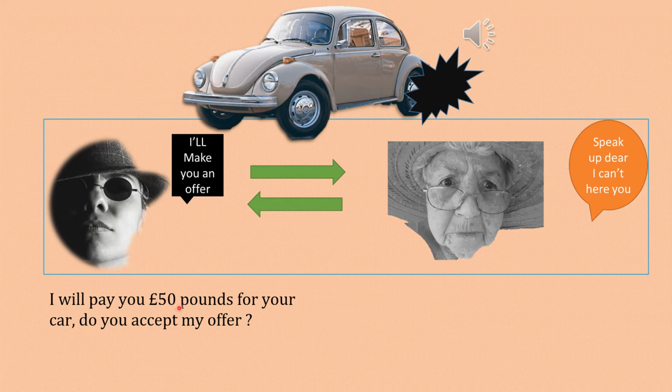When he makes an offer which she doesn't hear, would that be capable of making a contract? No, it wouldn't, because there's no clear idea of what's been offered for what. His intention is to offer for this classic car. She doesn't know that because she can't hear him.